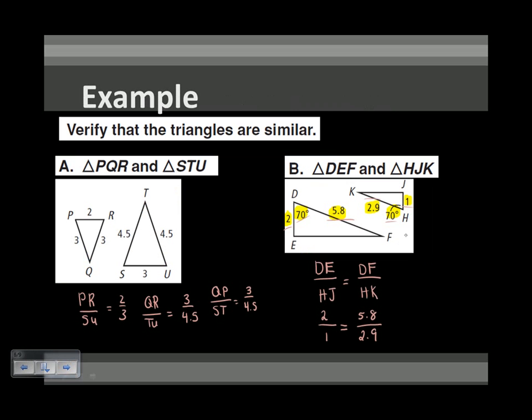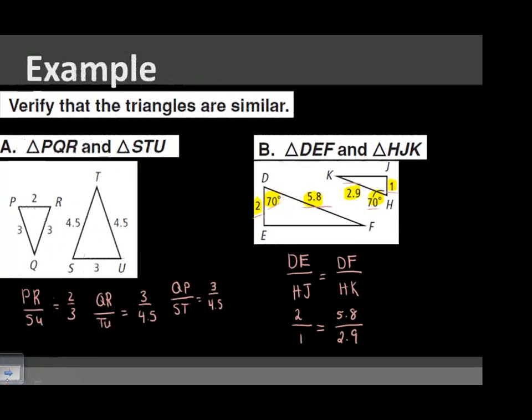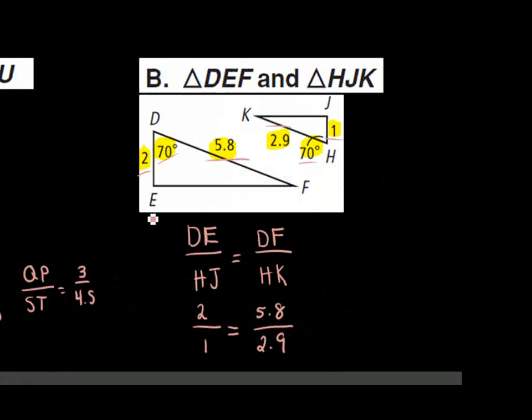So if we were to go back to this example, we could say triangle, oops, let's write on there. Triangle DEF is similar to triangle HJK by side angle side similarity.